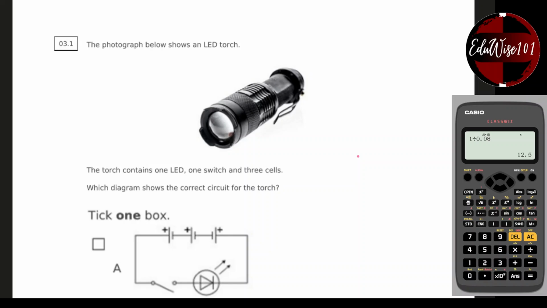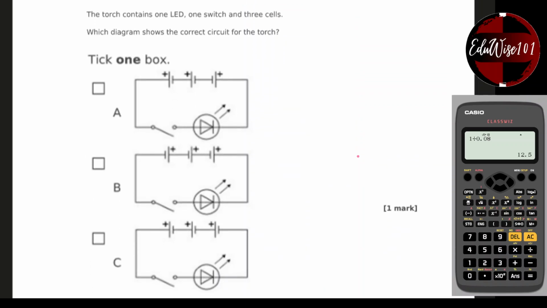The photograph below shows an LED torch. The torch contains one LED, one switch, and 3 cells. Which diagram shows the correct circuit for the torch? So you have the batteries on the top. You can see this battery connection. This is actually wrong because it has to be positive to negative, and then positive to negative, and then here it's a negative again. So that's incorrect in there.